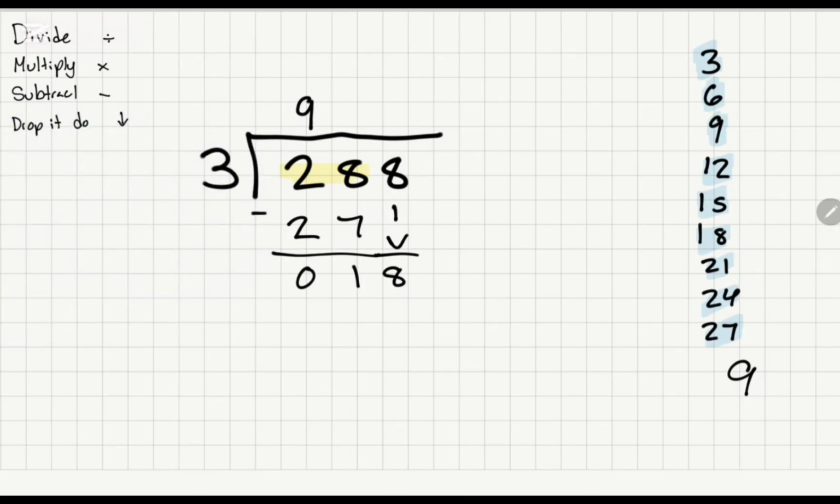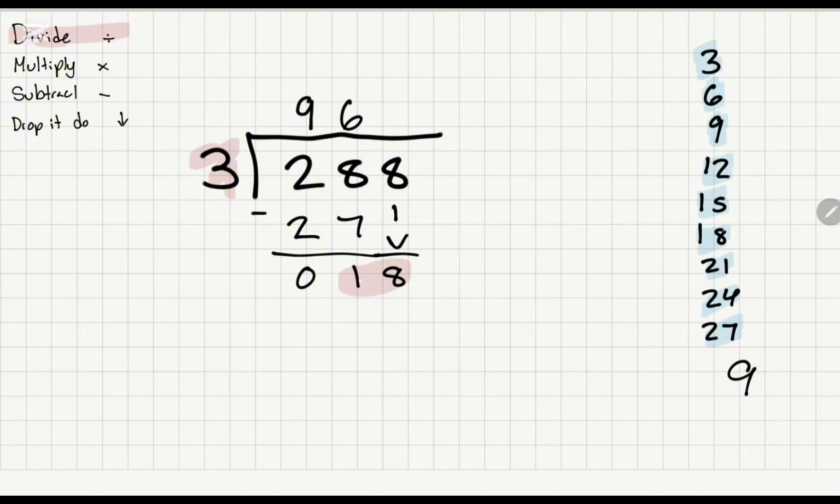So how many times can 3 fit into 18? Now we're done with this 28 pretty much. All we're worried about is our 3 and our 18. So 3 can fit into 18 1, 2, 3, 4, 5, 6 times. So I'm going to draw 6 right beside our 9.